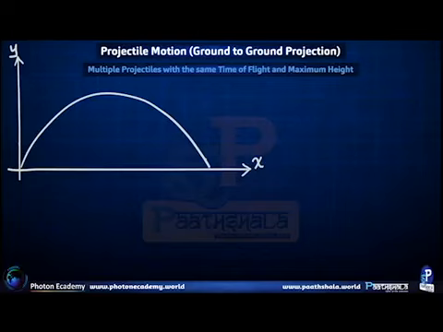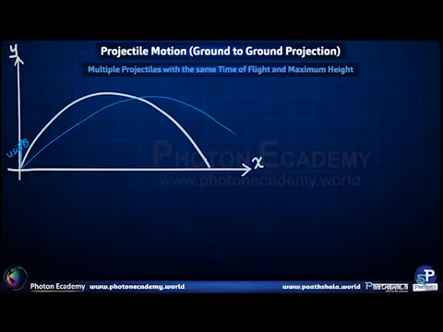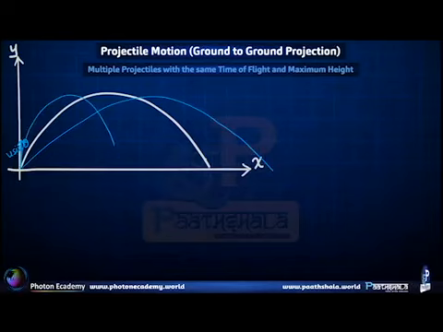So let's say the y component of velocity is going to be the same for multiple projectiles, if u sine theta is going to be the same. What difference this makes is the projectiles may have different range, however all of them will have the same maximum height and the same time of flight, because time of flight and maximum height both depend only on the vertical velocity. So this is something to be noted.